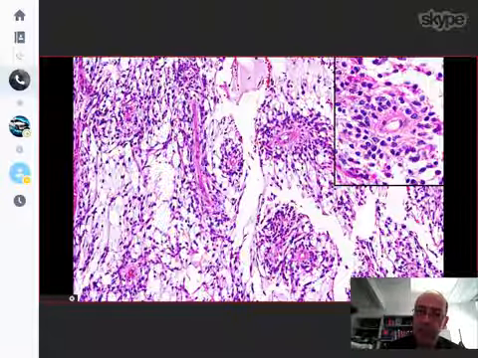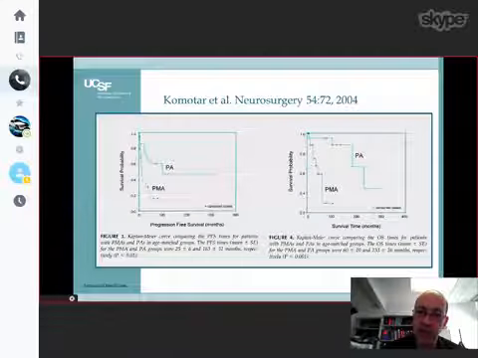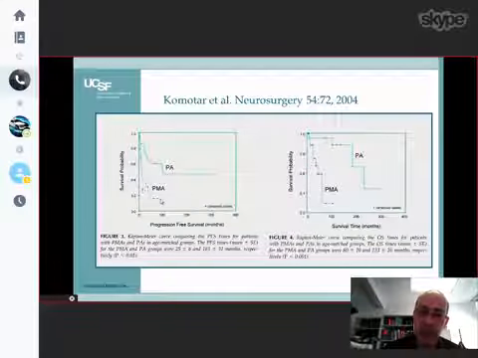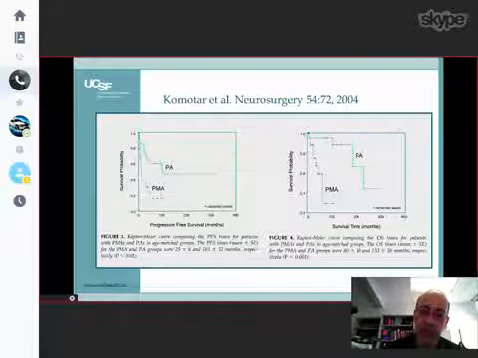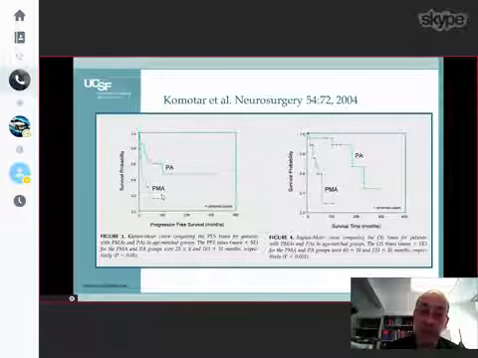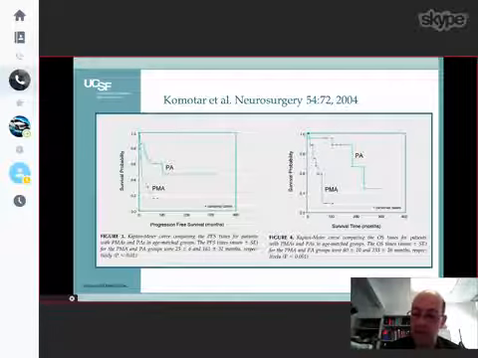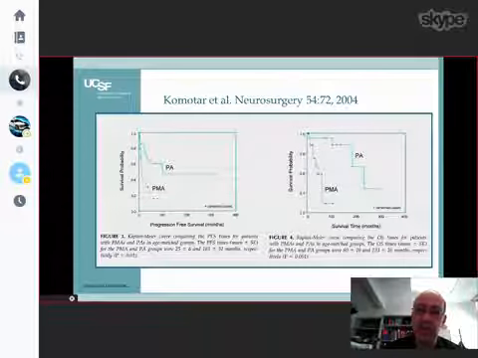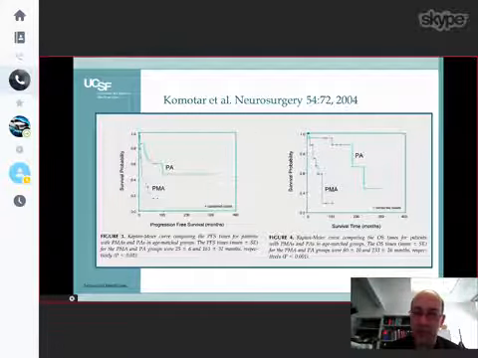Now, these tend to be more aggressive than the average pilocytic, but at this point, the WHO has not assigned a grade, at least in this version of the WHO, because they felt more experience is needed with the pilomyxoid astrocytoma.